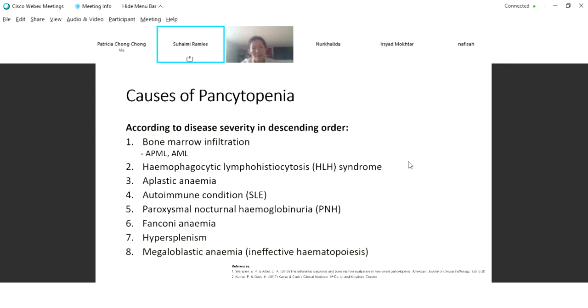So based on the disease severity in descending order, the most severe cause of pancytopenia is acute leukemia, followed by hemophagocytic lymphohistiocytosis syndrome, aplastic anemia, and the list continues.